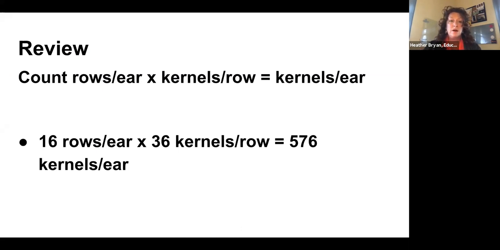So if you look here on our review sheet, we're going to take 16 rows per ear, and we're going to multiply that by the 36 kernels in a row to get an estimate of 576 kernels per ear of corn. And just as a reminder, if you're not in Ohio this year, we had a bit of a drought this summer. So actually, this might even be a small ear of corn, just to think about. Okay, next, he's going to show us how to multiply that out so we can get a better feel for what that yield prediction overall will be.